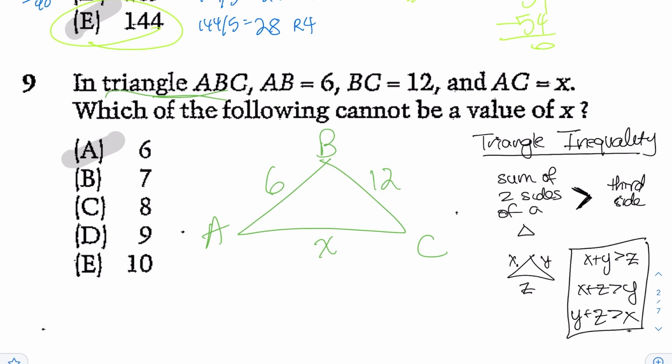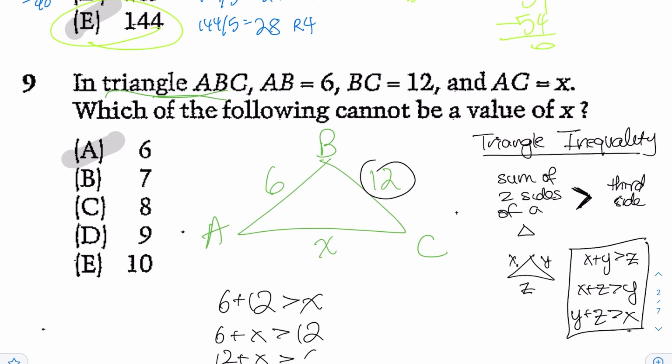So here you can take those. 6 plus 12 has to be greater than x. Then you can also do 6 plus x has to be greater than 12. And finally, 12 plus x has to be greater than 6. Now, this last one is actually useless because 12 is already bigger than 6. So when you do 12 plus x, of course, that's going to be bigger than 6. There's no purpose for that. But the first one's important.